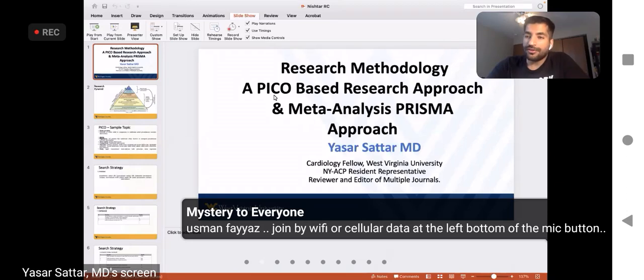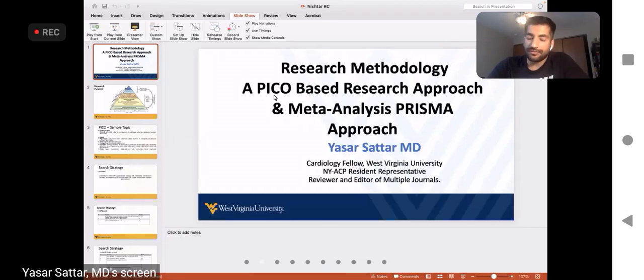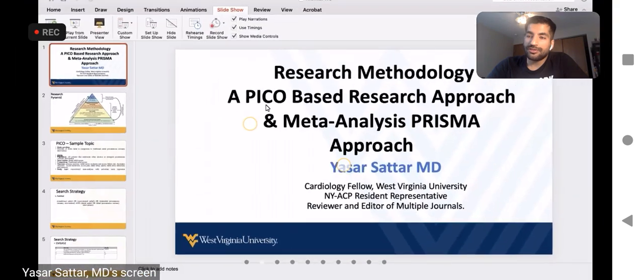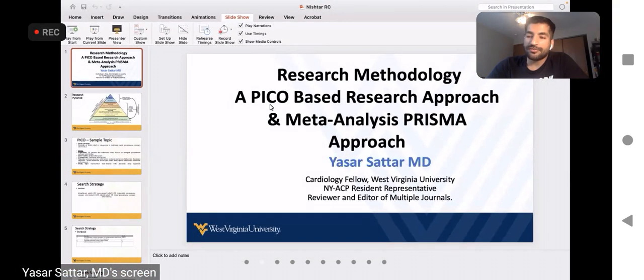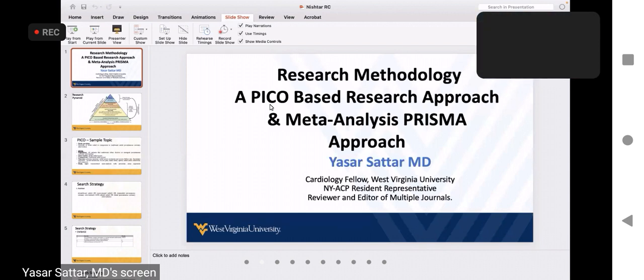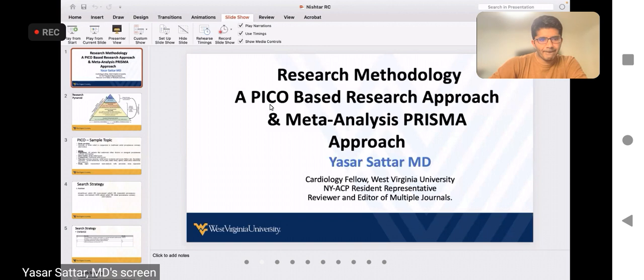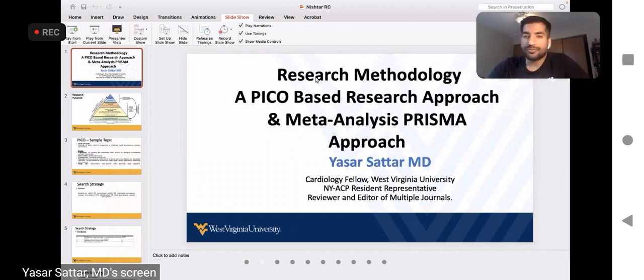What are the different types of research flavors we have, ranging from case reports to case series to the cohort-based studies like retrospective and prospective studies, or going to the next level, the clinical trials. And even in clinical trials, we have open label, randomized label. We have different versions of clinical trials. So today I'll give you basics of all these, and especially the PICO-based research approach.